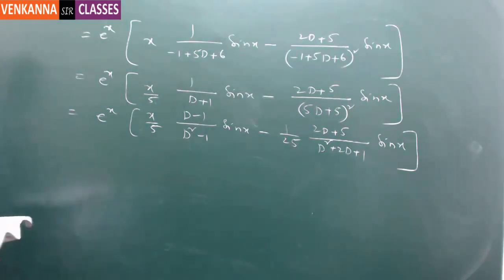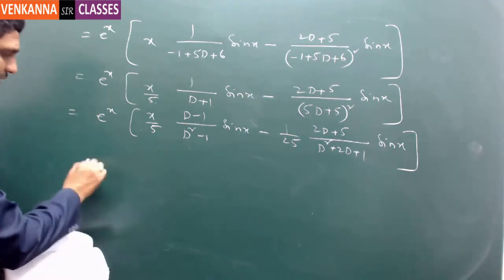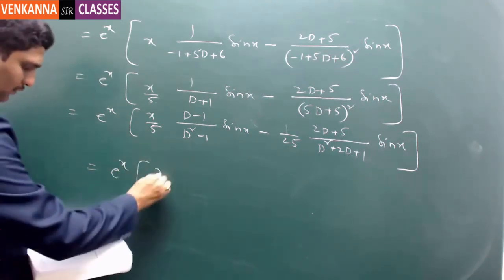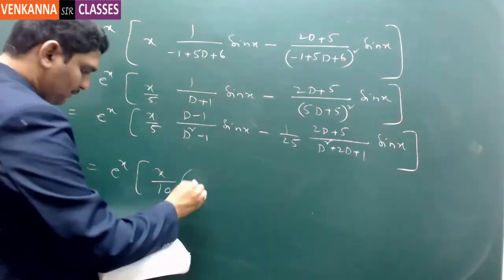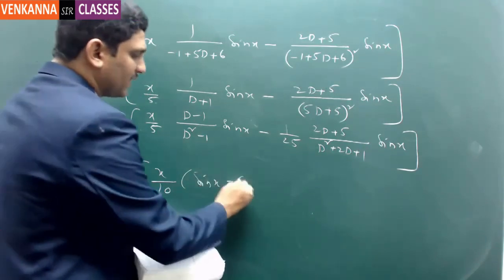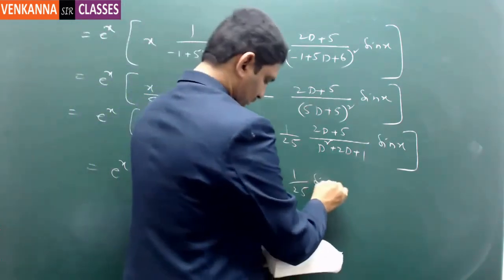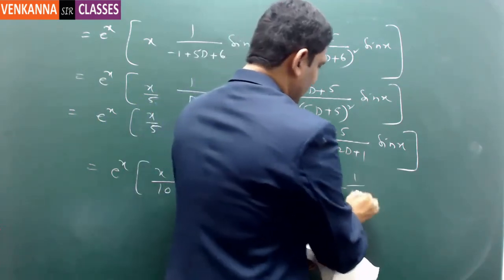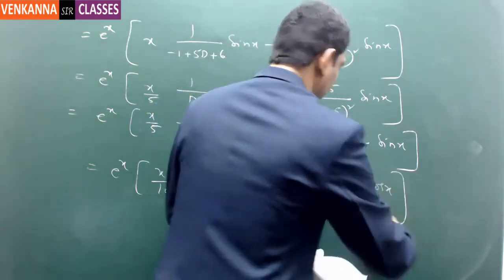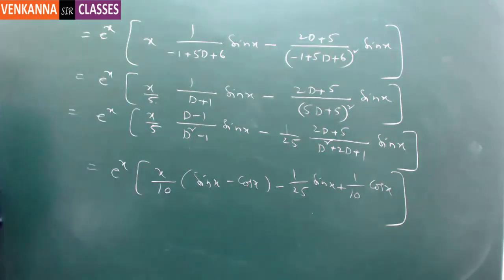So the final y_p value on simplification is e power x into x by 10 into sin x minus cos x minus 1 by 25 sin x plus 1 by 10 cos x. This is the final answer on simplification.